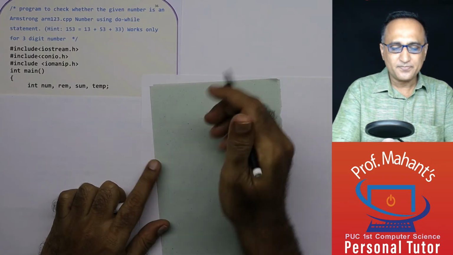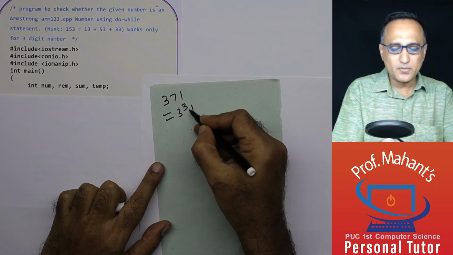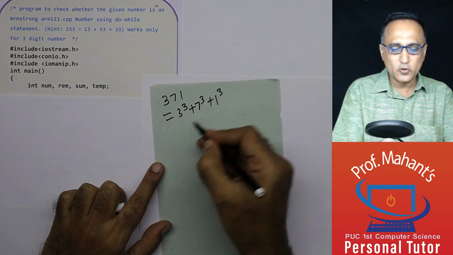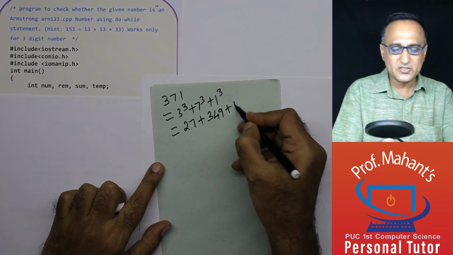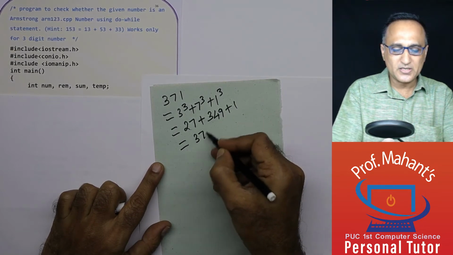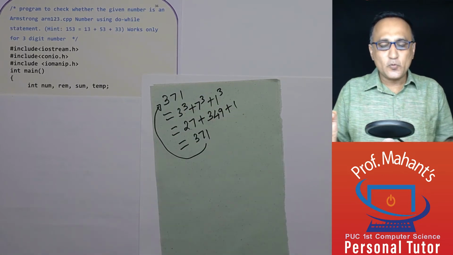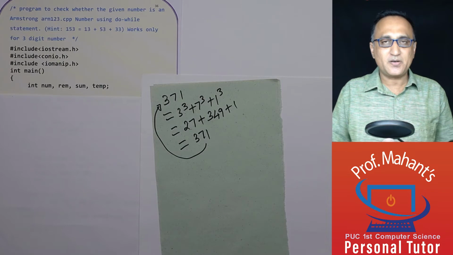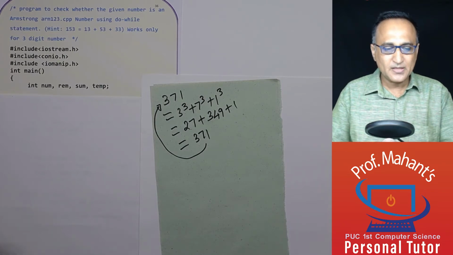Take the number 371. What is this? This is 3 cube plus 7 cube plus 1 cube. This is equal to 27 plus 343 plus 1, which is equal to 371. So if the sum of cubes of the individual digits of a number is equal to the original number, such a number is known as an Armstrong number.